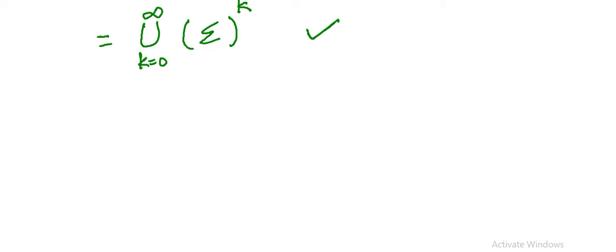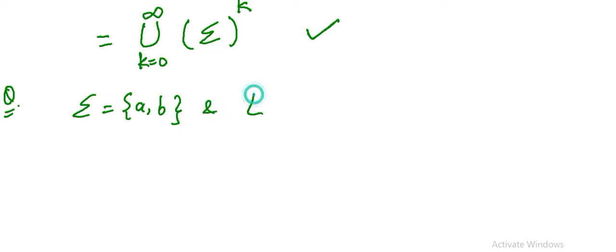Now, for example, because from examples we understand very clearly, we have some alphabet which is A comma B, and they are saying that L is a language over this alphabet, and the alphabet is defined as containing only the two symbols A and B. So you have to find the Kleene closure L star.